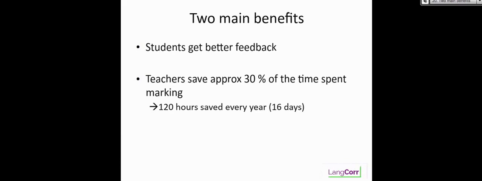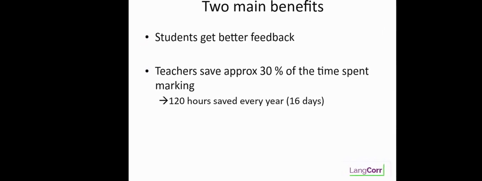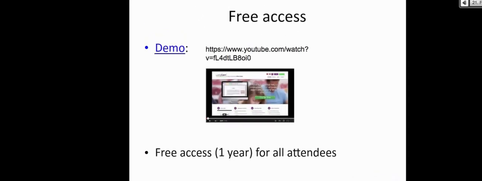So the main benefits that you achieve by doing this: first of all, your students get better and more elaborate feedback, something that they can actually use. Furthermore, teachers can actually save about 30% of the time that they spend marking. If we go along with the assumption that teachers spend around, let's say, between five and 12 hours a week marking papers, then we're talking about more than 100 hours every year that you can save here based on using digital marking. You get better feedback and you can save a lot of time.